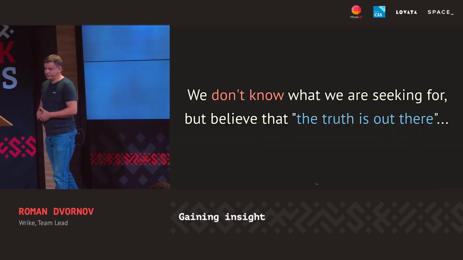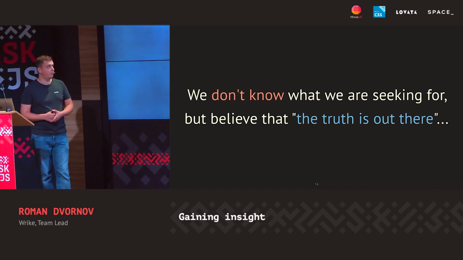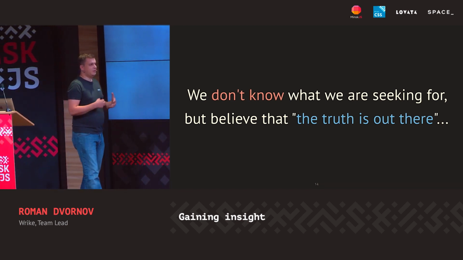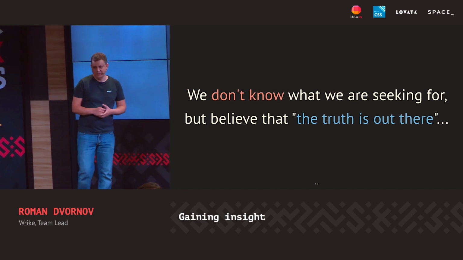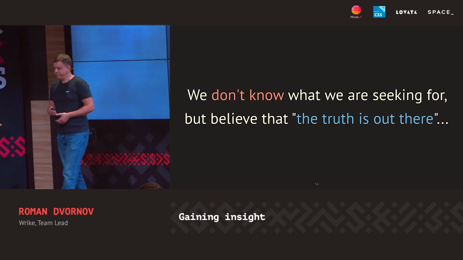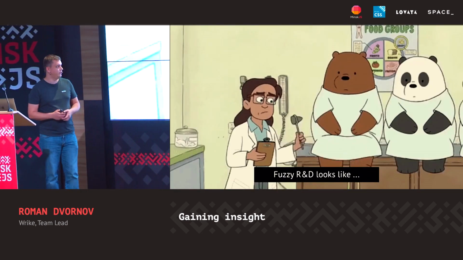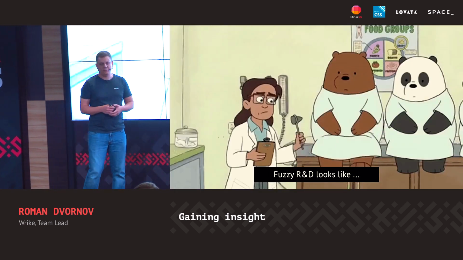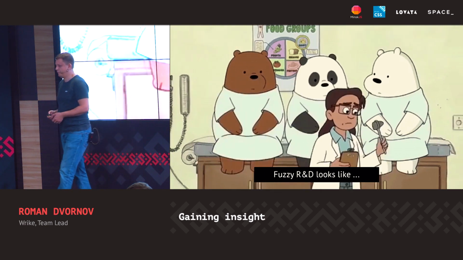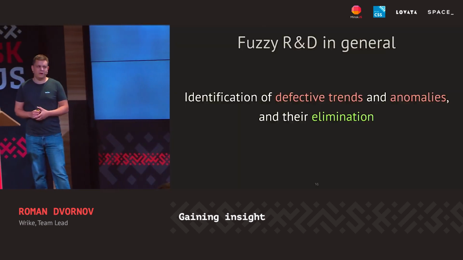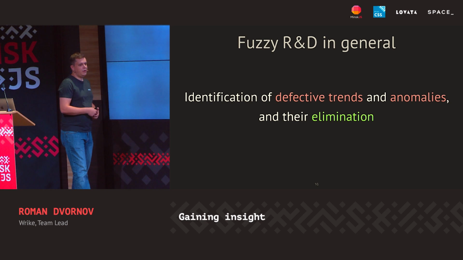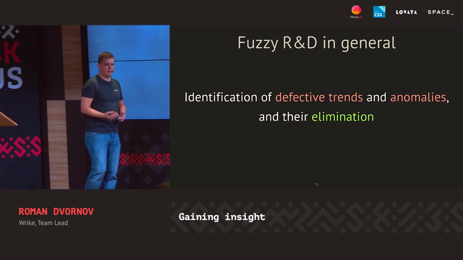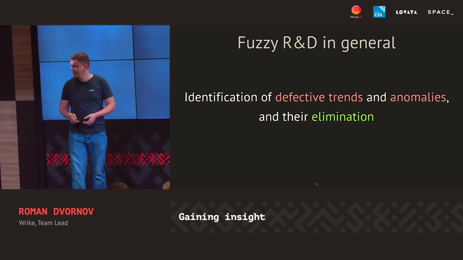When we talk about fuzzy R&D, we don't know what we are seeking for, but we know that the truth is out there, so we can improve something. But if you look at fuzzy R&D, it looks like that. So we overview our system and try to find what's going wrong. And in general, fuzzy R&D is the identification of defective trends and anomalies and their elimination.